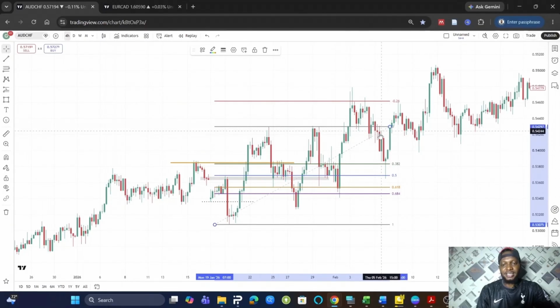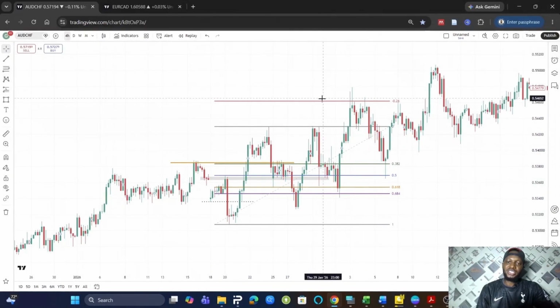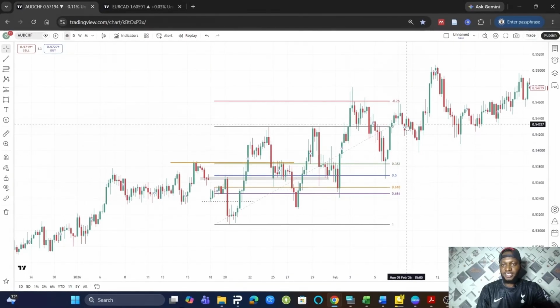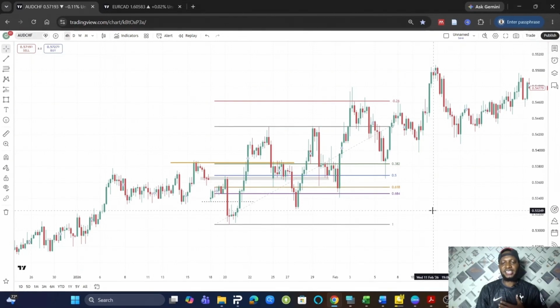like this. So if you notice on these Fibonacci tools, there are different Fibonacci levels. There is the minus 0.26 level, there is the 0 level, there is the 0.382 level, there is the 0.5 fib level, there is the 0.618 level, and there is my own customized level, 0.684.